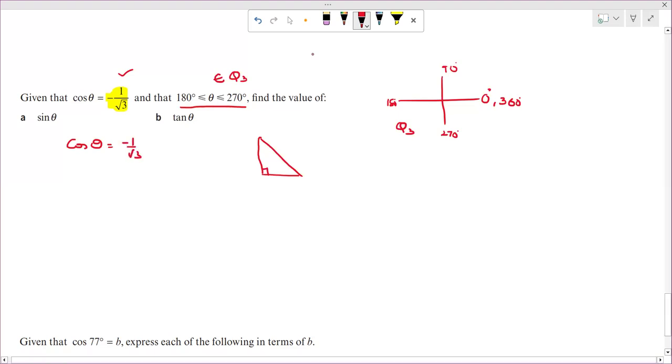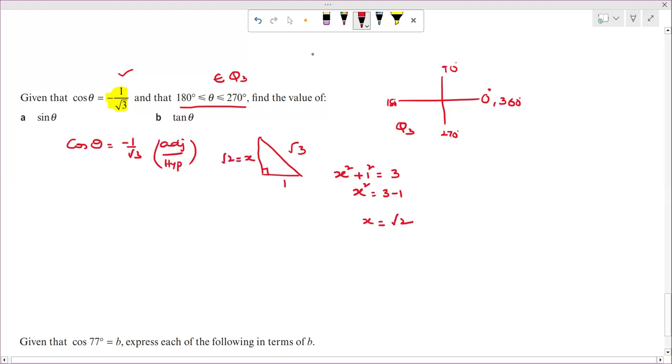You don't take negative values for the sides. However, we are considering it is in the third quadrant, so no need to worry about that. This is adjacent by hypotenuse. Adjacent is this one, hypotenuse is this one. By using the Pythagoras theorem, we can find this one. Assuming this is x, x square plus 1 square is equal to root 3 square, which is 3. x is equal to 3 minus 1, so x is equal to square root of 2. So this will be root 2.